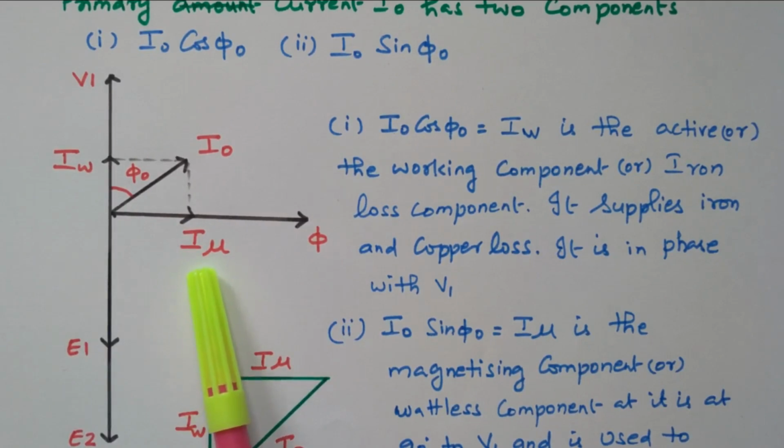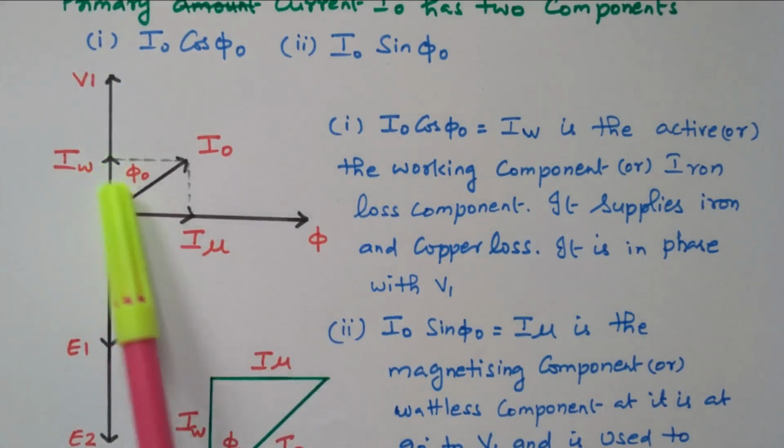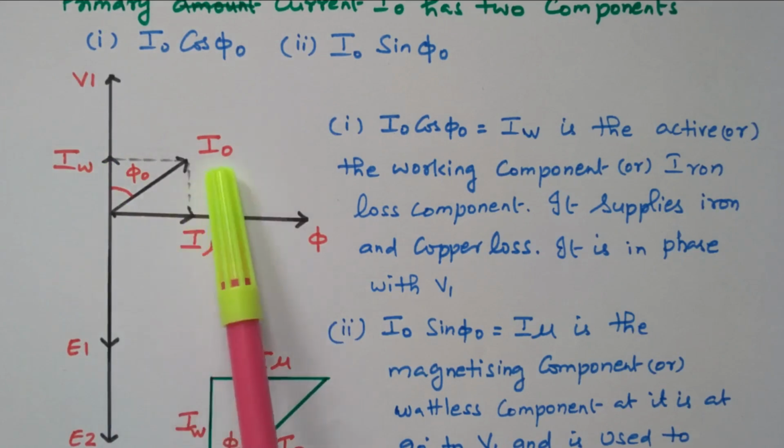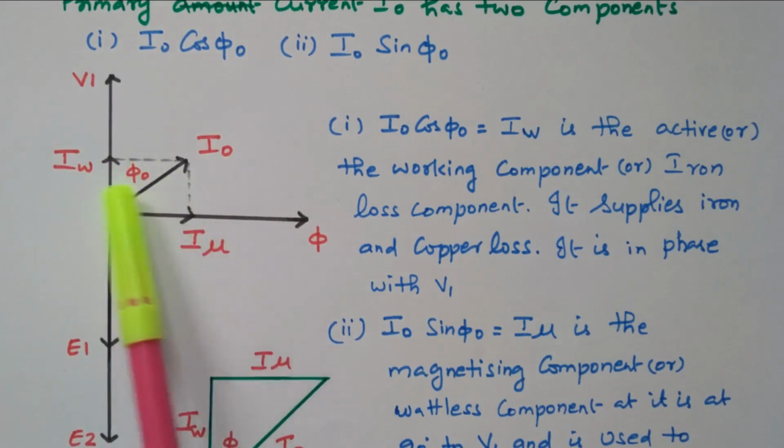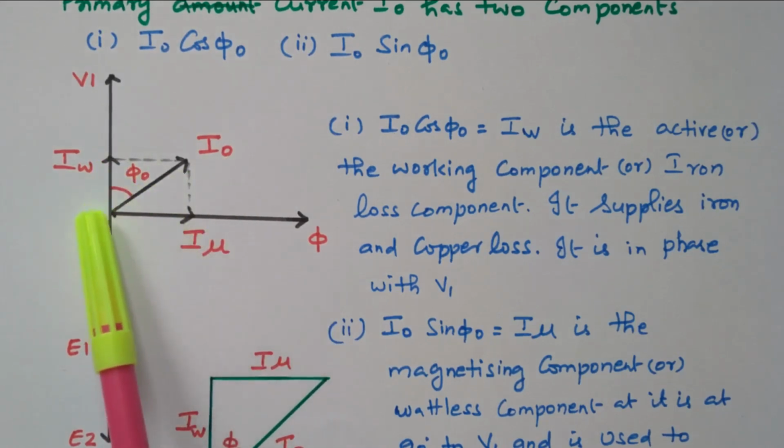Magnetizing current flows due to the flux. Due to flux only the magnetizing current is flowing, and due to the magnetizing current only the flux is produced. So both are in phase. So the applied voltage and the sum of these two is the current, and it is at an angle of phi naught.